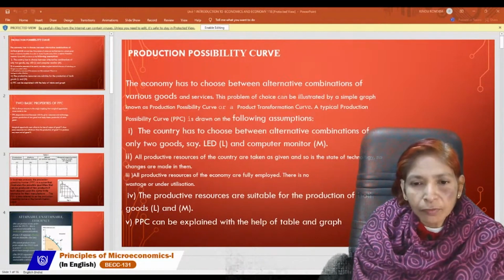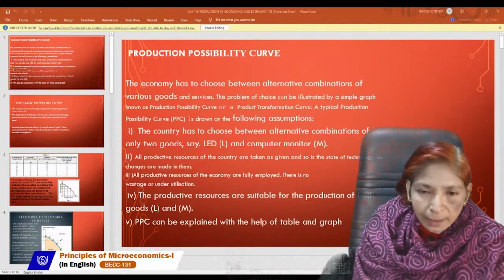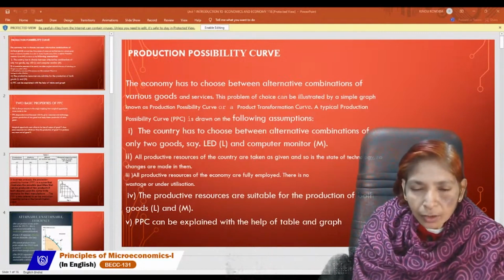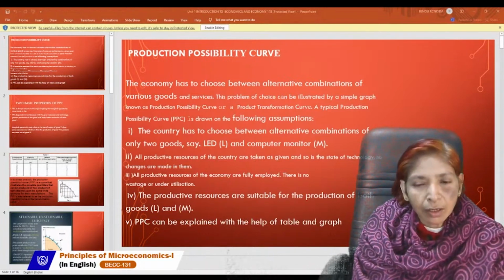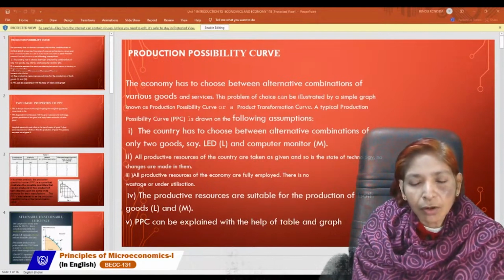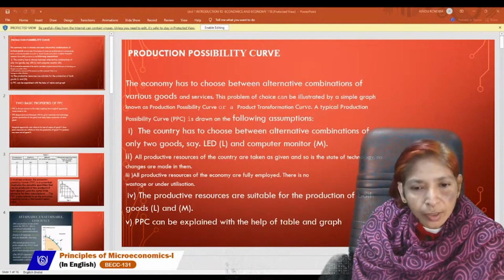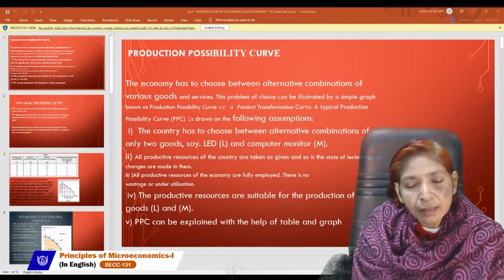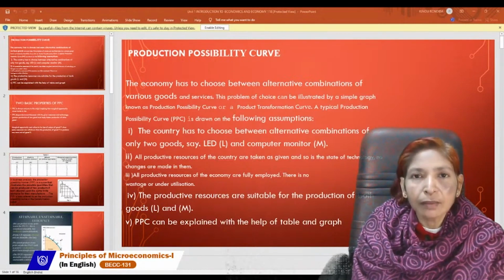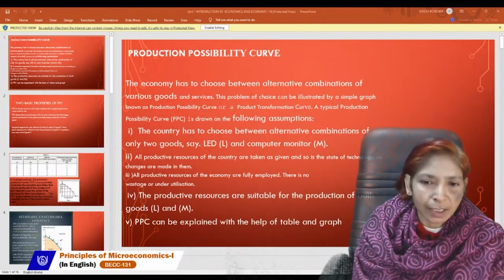And if we use obsolete technology, outdated technology, backward technology, and if our labor is inefficient or unskilled or untrained or uneducated, then production of both the goods will fall. In this case, the production possibility curve shifts to the left hand side.